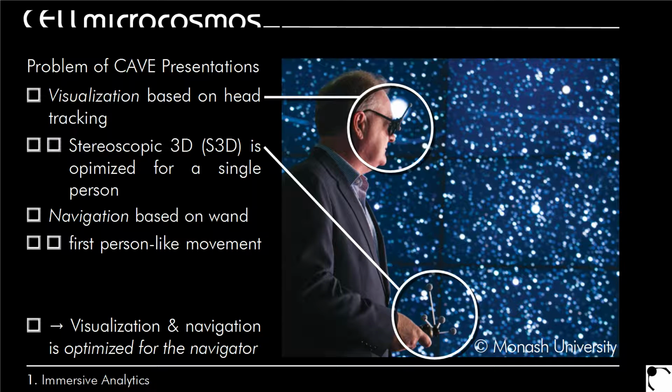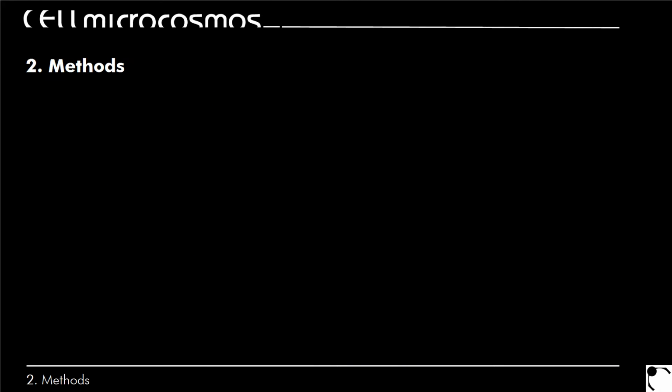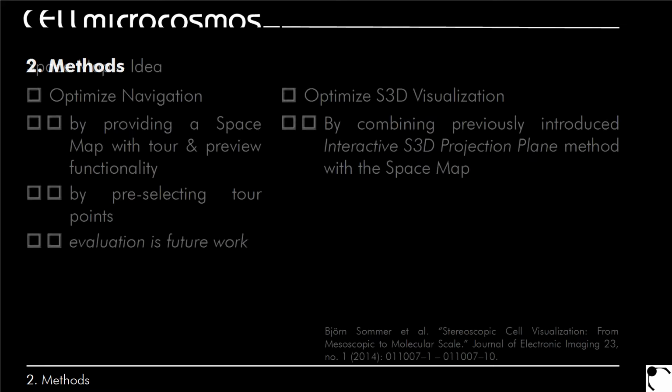This is one thing. The other thing is the navigation. We have a first-person-like movement, and normally we use a wand for the navigation. The wand is a very nice approach for the navigator, but for the audience it is quite unexpected, because you have a first-person-like movement while you are fixed as the audience. So these are two problems which we take into account. In this talk, I will focus on the stereoscopic visualization. Originally, we wanted to include both in this paper, but we decided to make two papers out of it because it would be too much content.